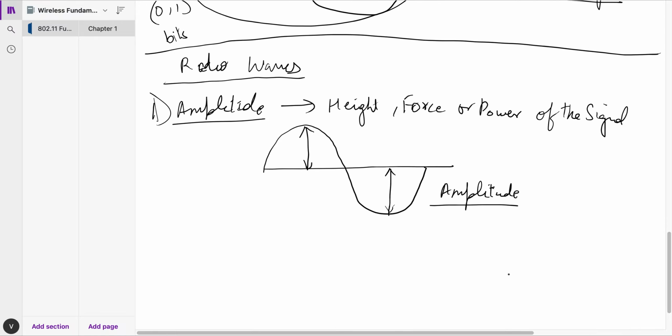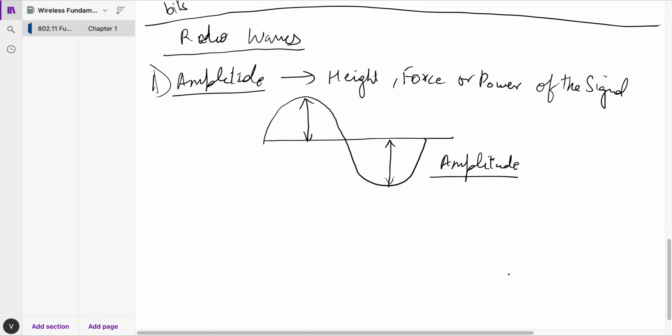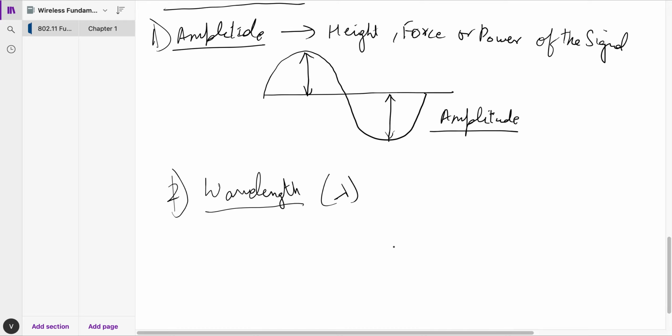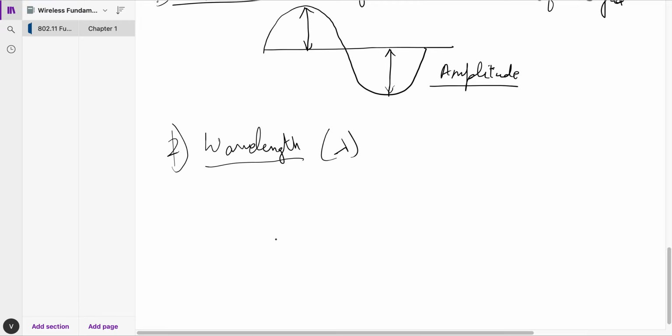Okay, second is the wavelength. Let's correct that. The wavelength, also represented as lambda. Okay, this is just a symbol. You don't need to really go in depth as to why it is called lambda, but it is just a symbol as to how we represent a wavelength. Let's say we have a signal like this.